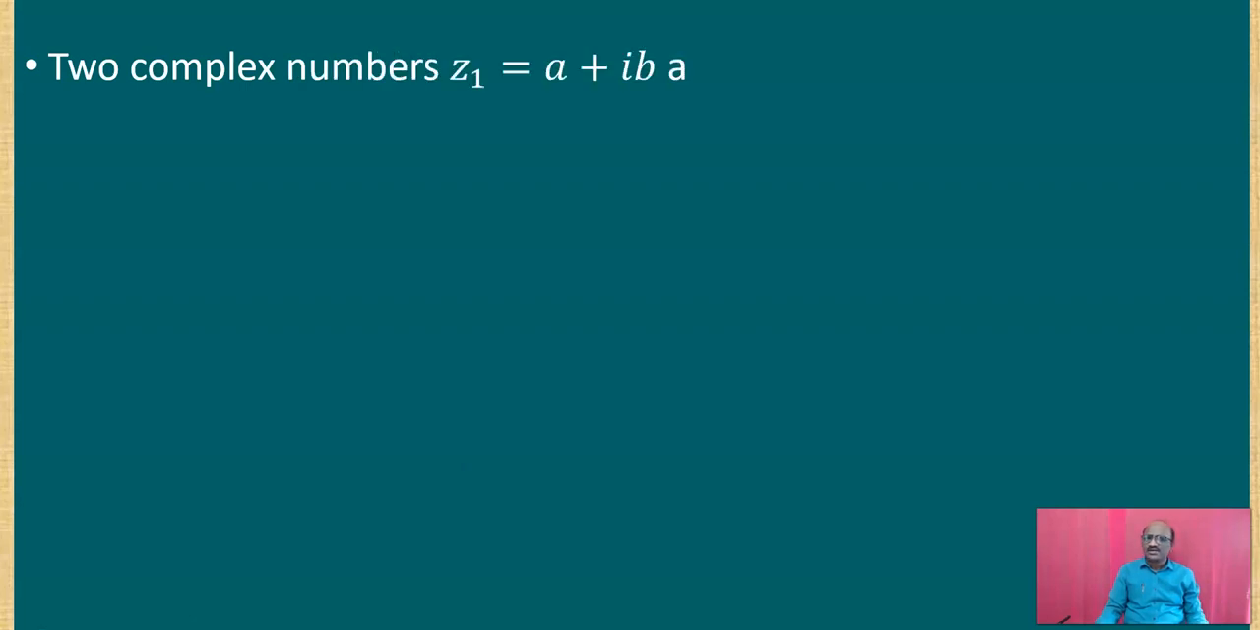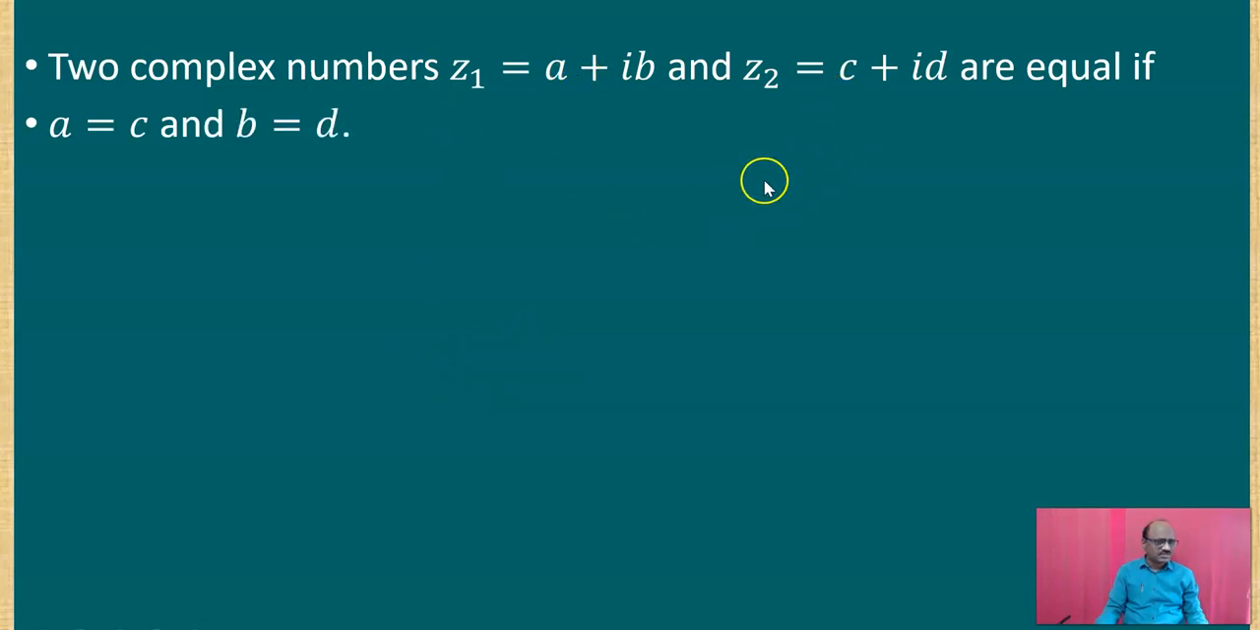Two complex numbers z1 is equal to a plus ib and z2 is equal to c plus id are equal if their real parts are equal and imaginary parts are equal. That is, a is equal to c and b is equal to d.